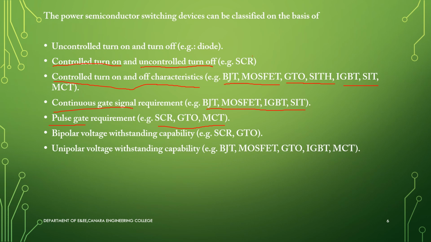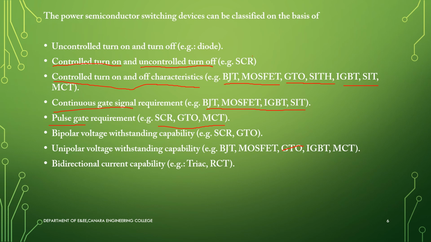Unipolar voltage withstanding capability. That means for these particular devices, sorry, it is not GTO, it is for BJT, MOSFET, IGBT and MCT, you have to apply a positive voltage. It will not work with your negative voltage.